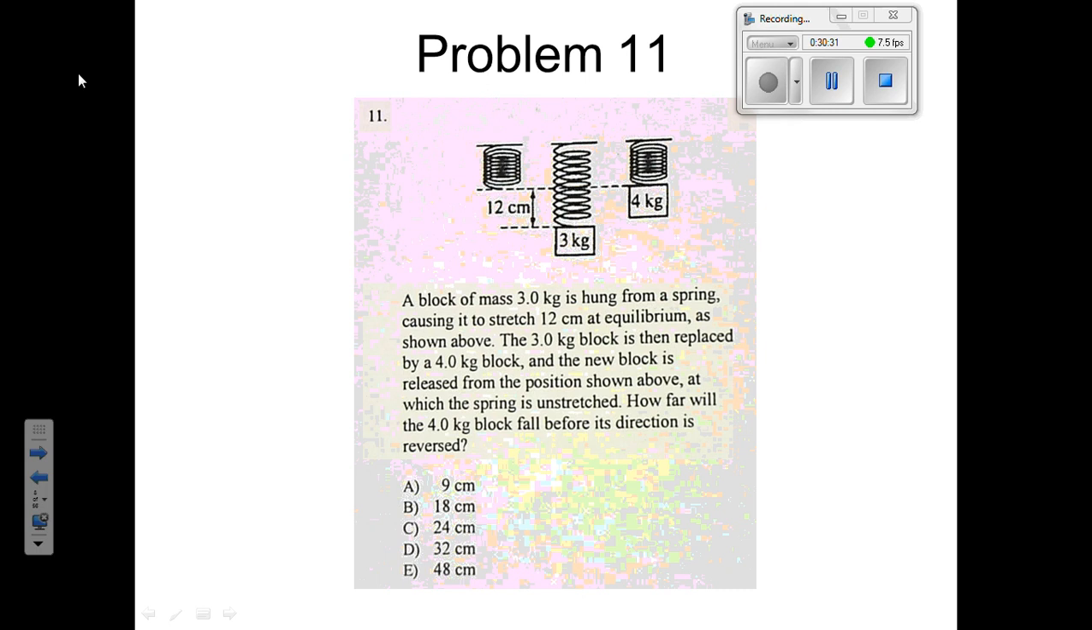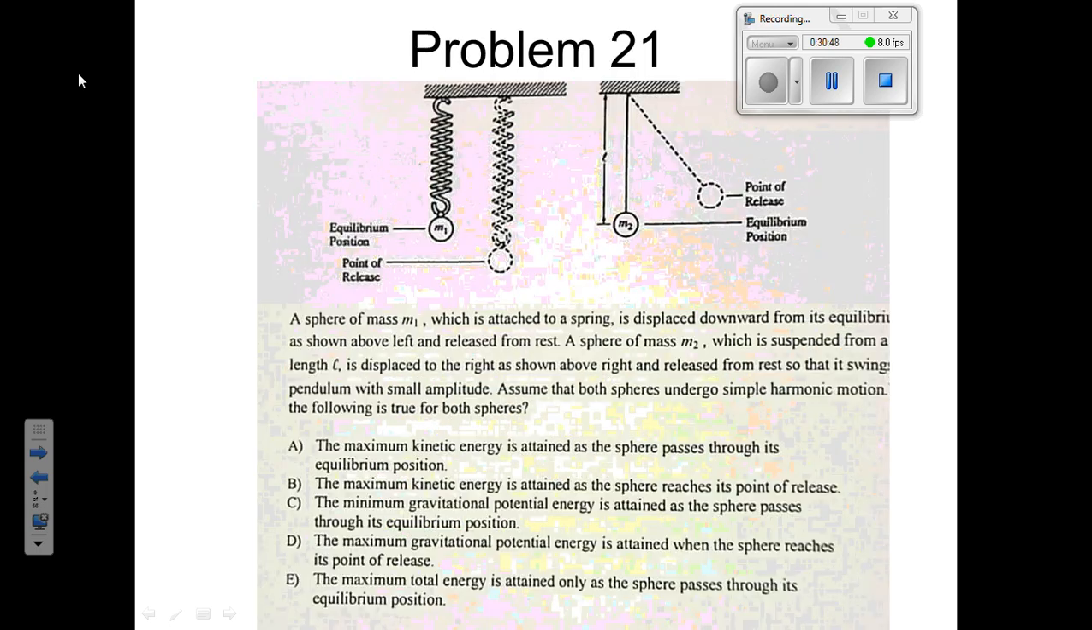All right, that one. Okay, number 11 is a spring problem. It has some tricks in it you don't know how to do yet. So you can X number 11 for right now. We'll get to 11 later. Don't worry about 11 just yet. Let's look at 21 would be the next one.